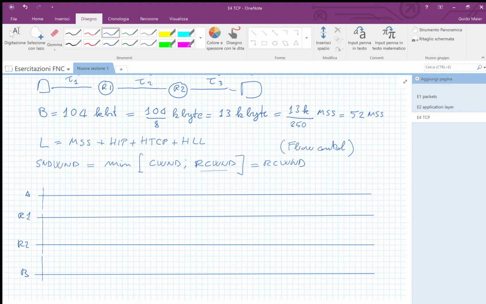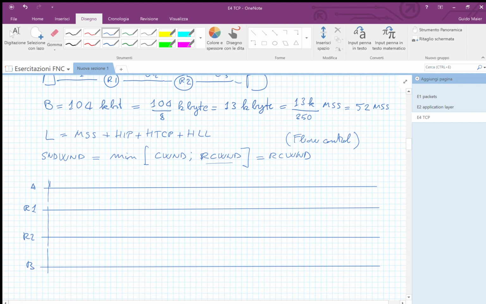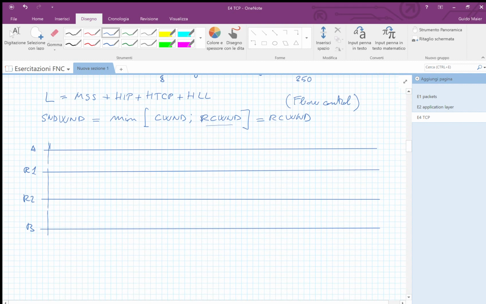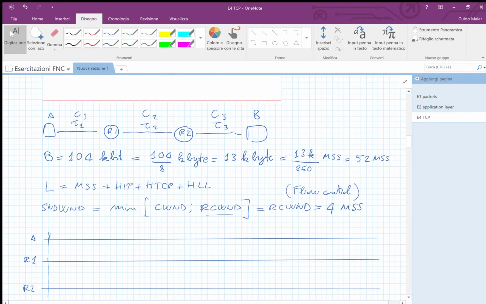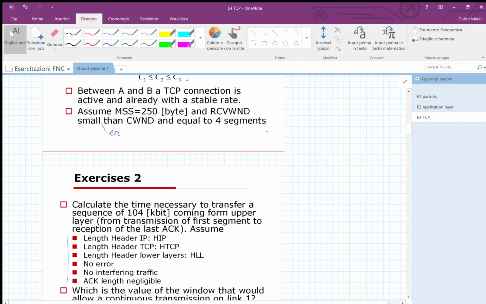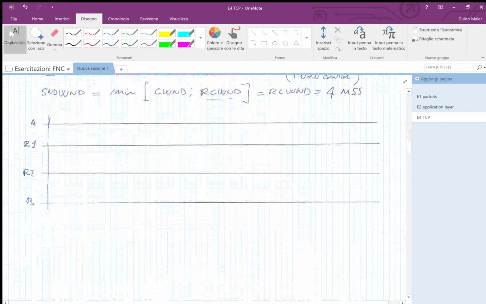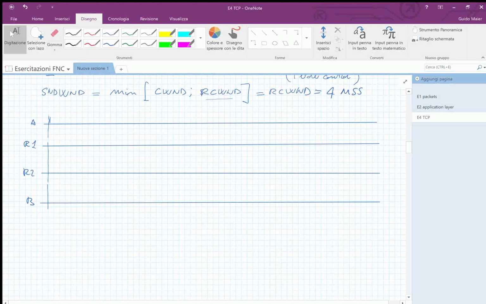And then we can start drawing the sequence of packets. So since we are transmitting with a send window which is equal to the receive window and is also equal to 4 times maximum segment size. This is what is written here in the text. Okay, it means that I can transmit only 4 segments in a window, maximum 4 segments in a window.